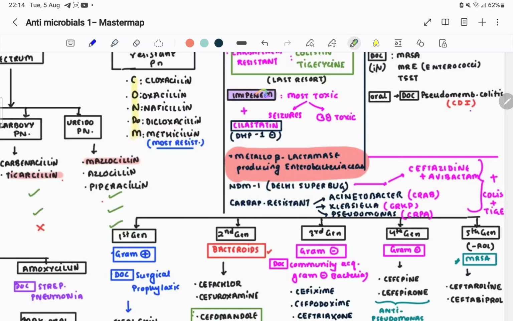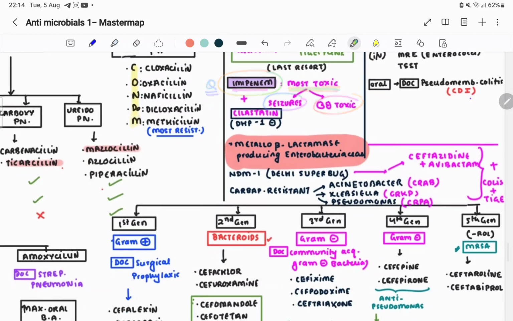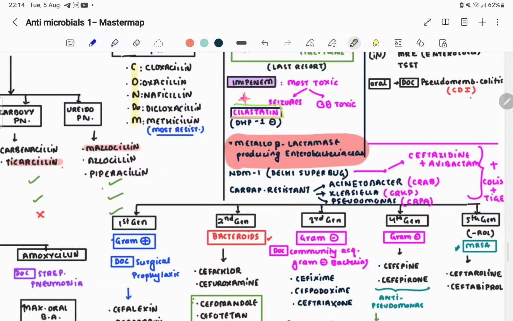Colistin and tigecycline. Imipenem, remember an important question. Imipenem is the most toxic carbapenem. It can cause seizures, it can cause kidney damage. So it is combined with cilastatin. Cilastatin makes it less toxic.